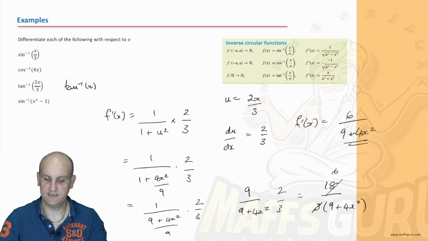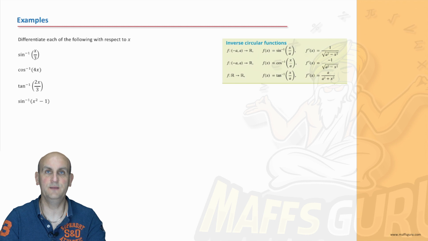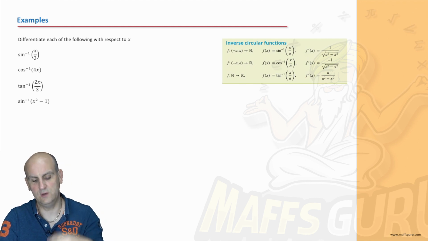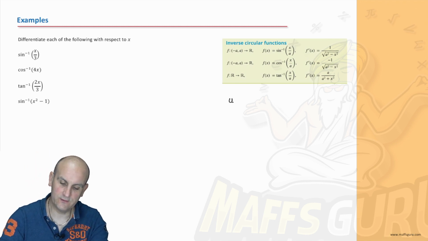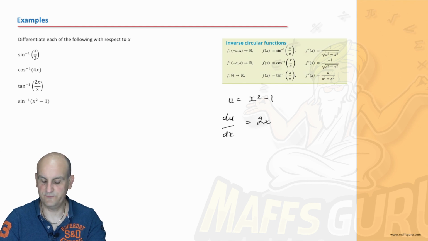And sorry about the messy working out there, but that took slightly longer than I imagined. But you see what we're doing each time? Yes, the chain rule is coming into this. So again, if we say that u is equal to x squared minus 1, du by dx is going to give me 2x. Happy with that so far?